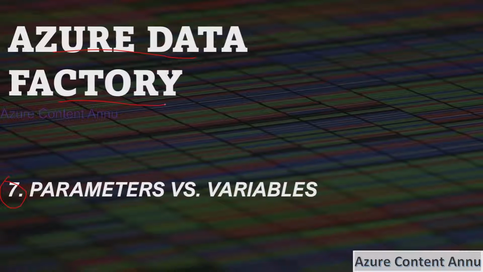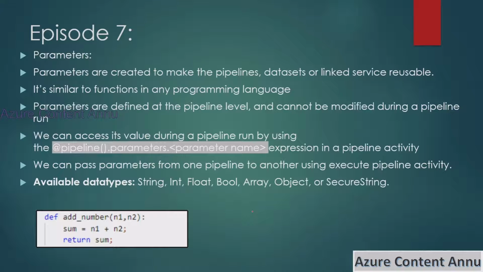In this video, we are going to learn what are parameters in ADF and what are variables in ADF and what is the difference between them. And we will also try to get the idea that when do we need to use parameters and when do we need to use variables while creating ADF pipeline. So let's move ahead. So let's first talk about parameters.